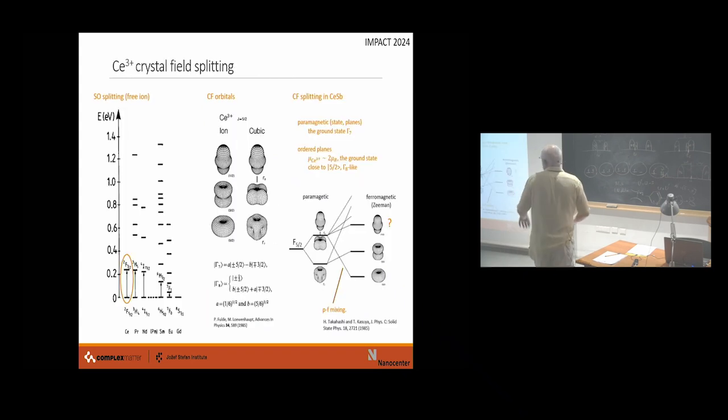To at least qualitatively understand the physics of this compound, one needs to look at the cerium-3 electronic states. Cerium-3 is actually quite simple because there is only one electron in the f-orbitals. So you only have two manifolds, 7/2 and 5/2, and 5/2 is the ground state in the free ion. This splitting is because of spin-orbit coupling.